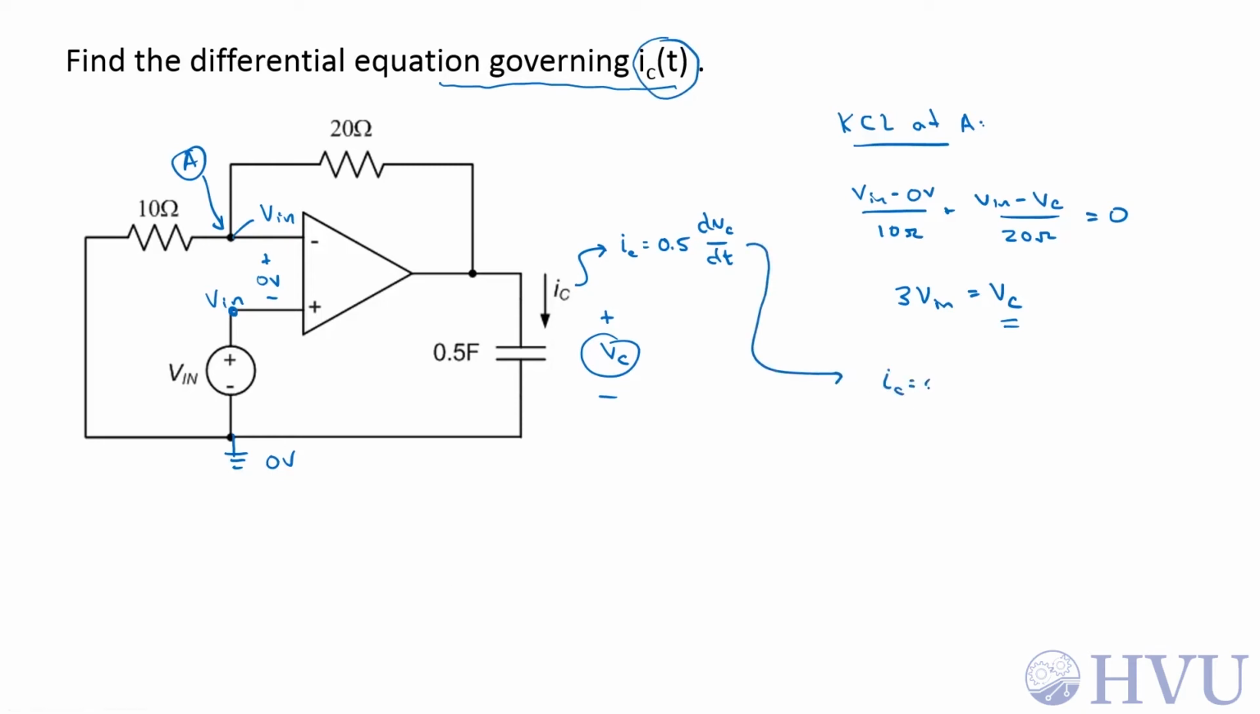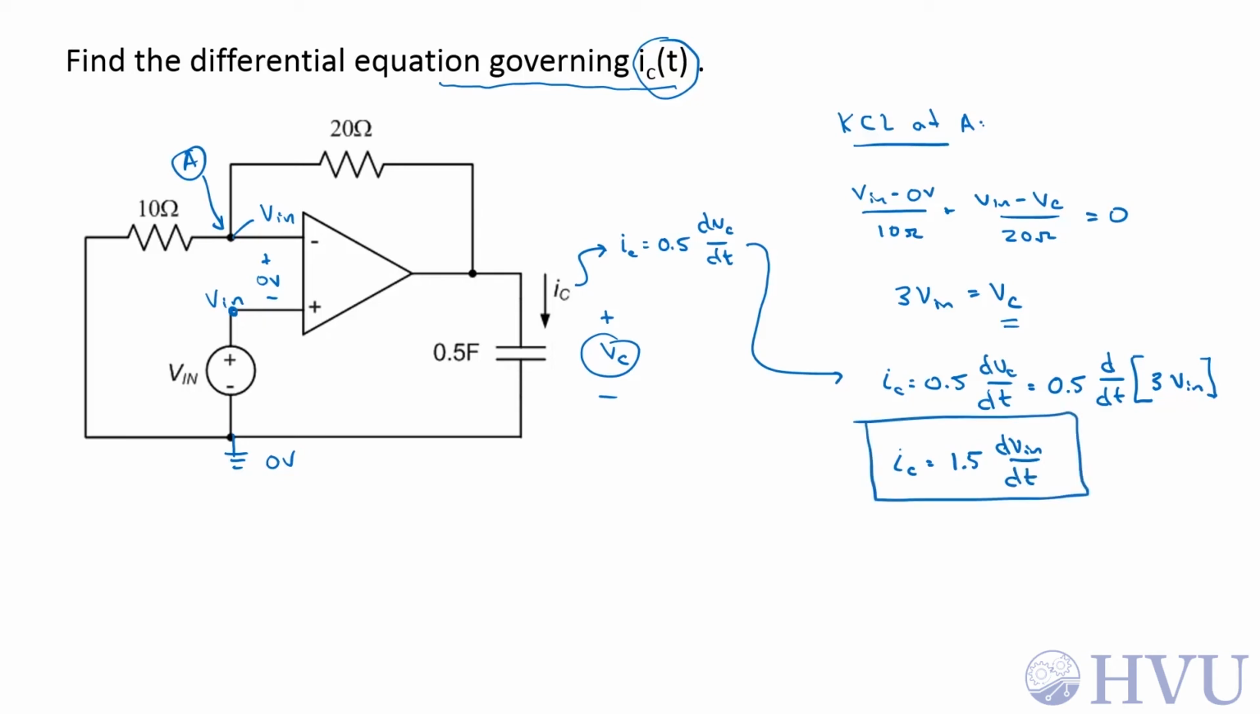Well, that's where this shows up. I sub c is 0.5 dVc by dt, which is 0.5 times the derivative with respect to time of V sub c, which is just 3Vn. So I sub c is 0.5 times 3, which is 1.5 dVn by dt.